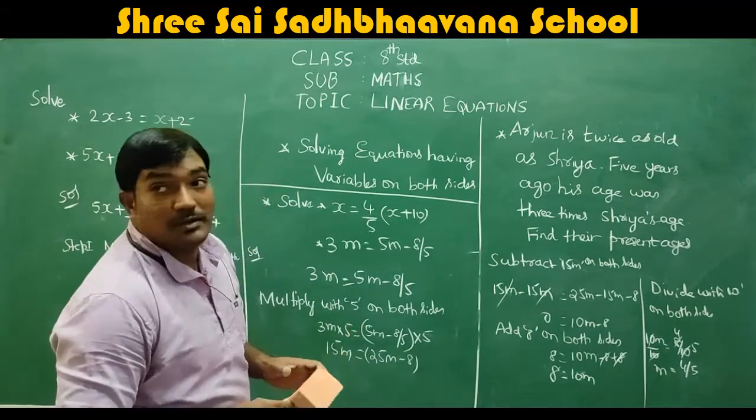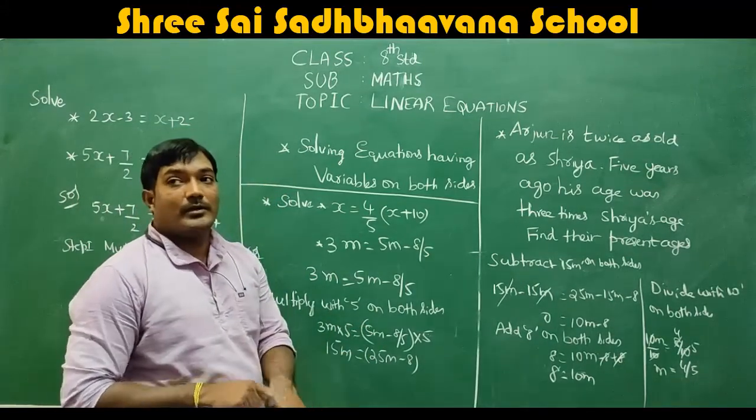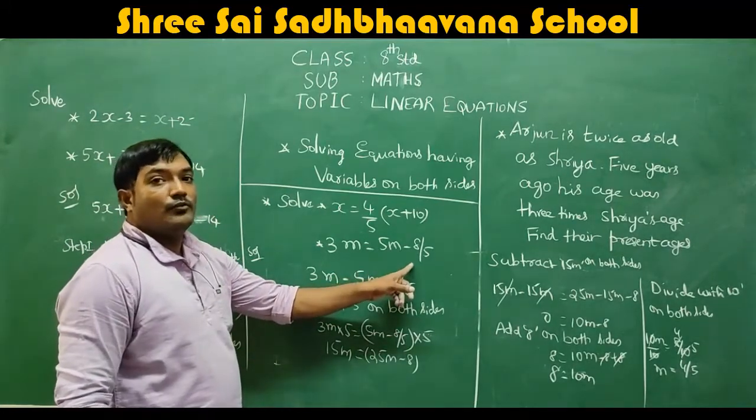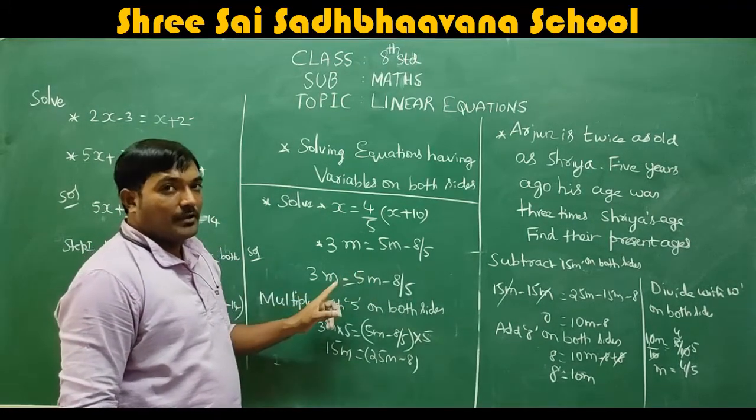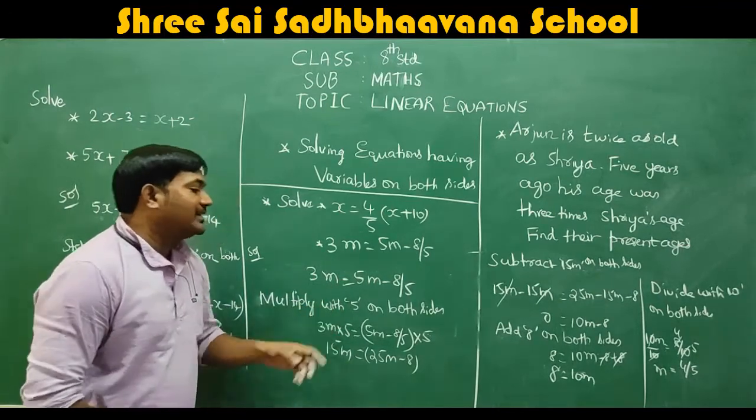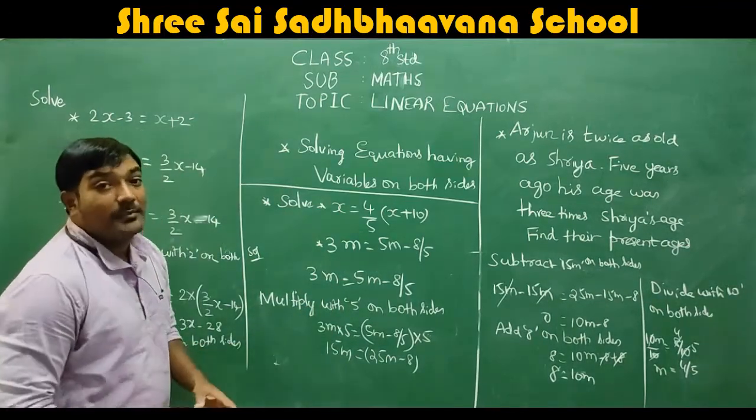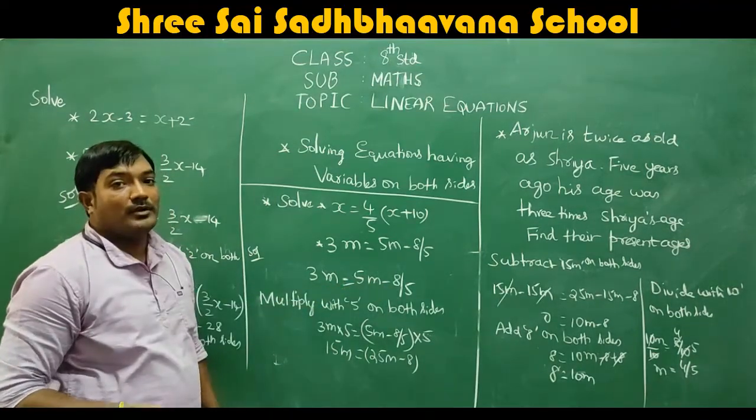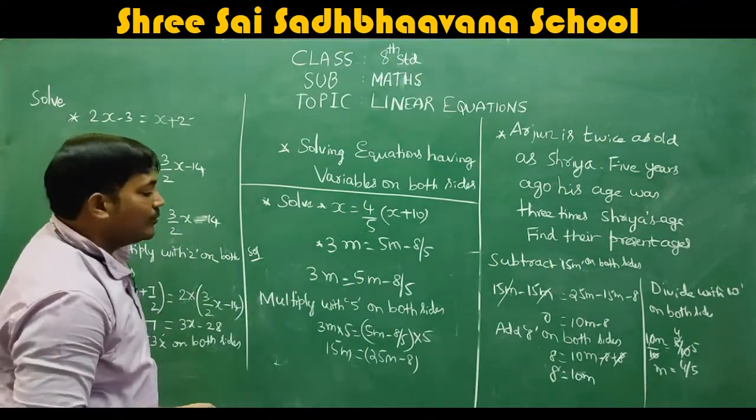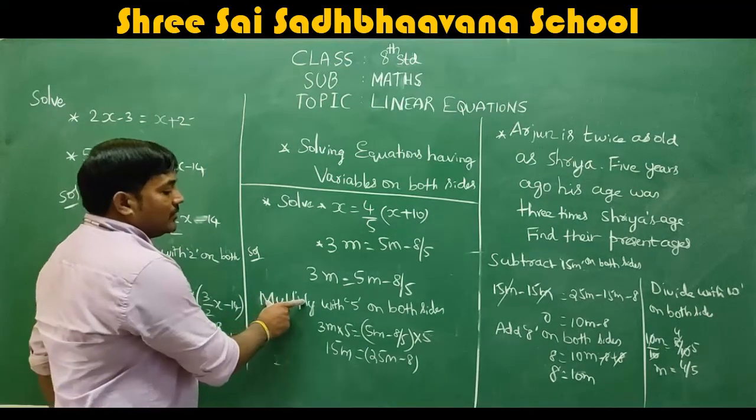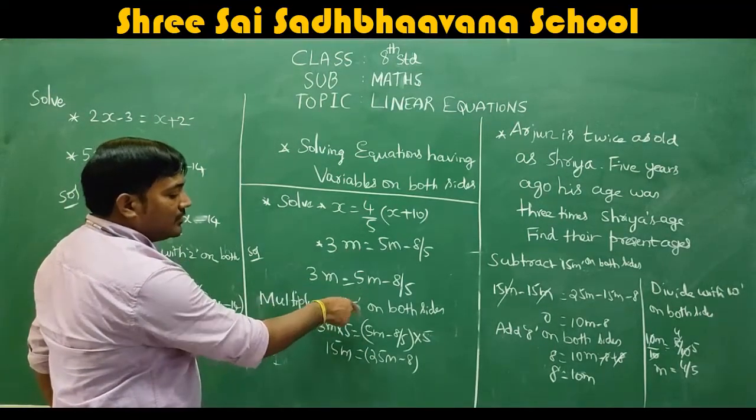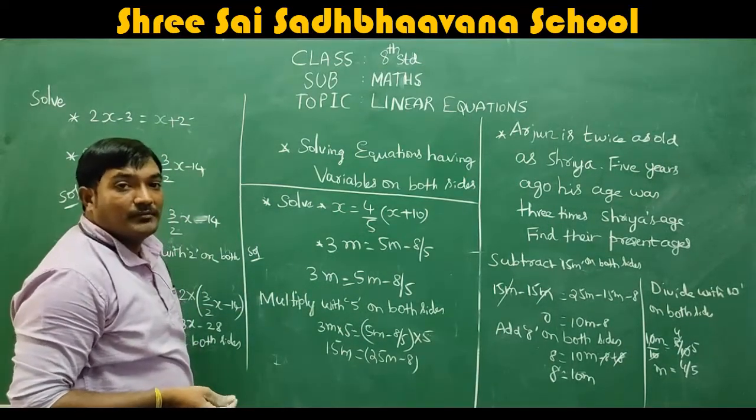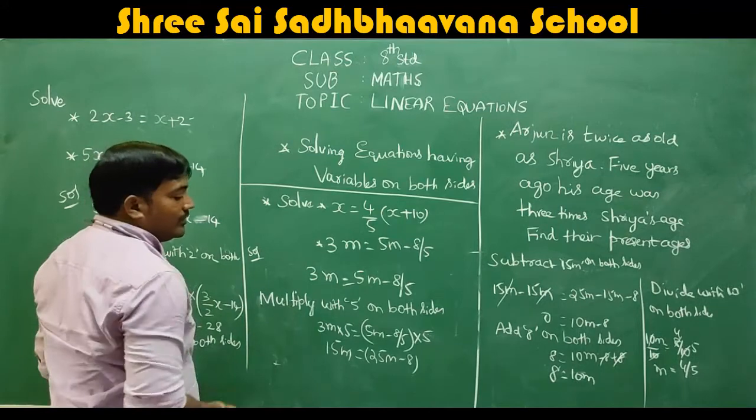Okay. I'll just repeat this sum once again. 3m is equal to 5m minus 8 by 5. So now multiply with 5 on both sides. Why am I multiplying with 5? The reason is to eliminate the fraction form. So when you eliminate the fraction form, what happens? We will get this regular form, this kind of form. So our simplification will become simple for us. So that's the reason we are doing that.